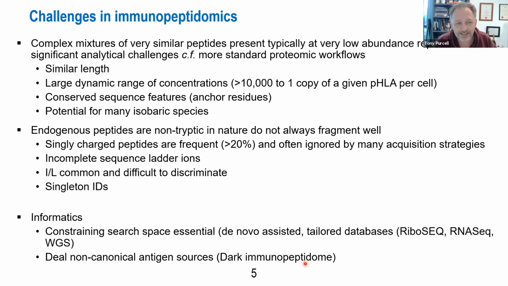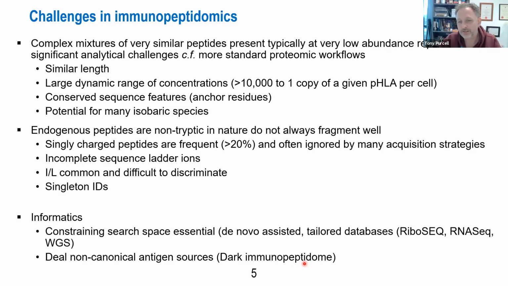They also typically tend to be, for class 1 peptides, have a very small length distribution. So typically over 80% of the peptides are nine amino acids long. So again, you've got very similar peptides, all very similar length, don't necessarily separate particularly well, and present quite a challenge to analyze compared to more standard proteomic workflows. So similar length, large dynamic range of concentrations, anywhere from 10,000 copies down to 1 copy of a given peptide antigen bound to a HLA molecule per cell.